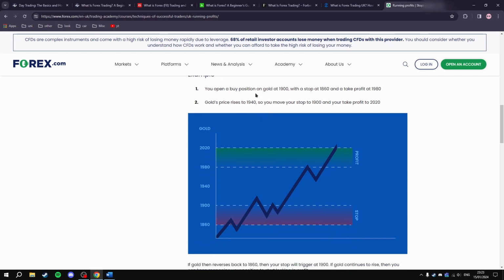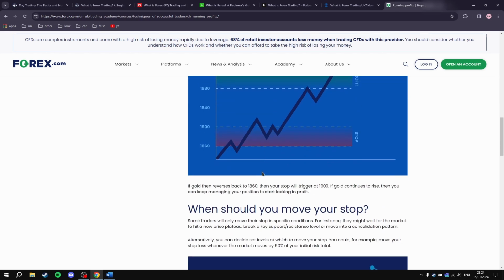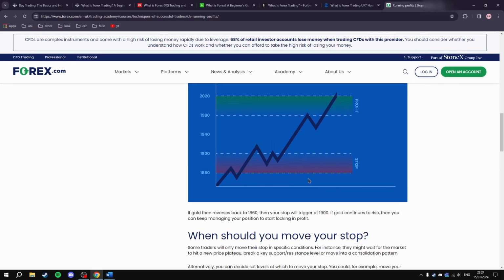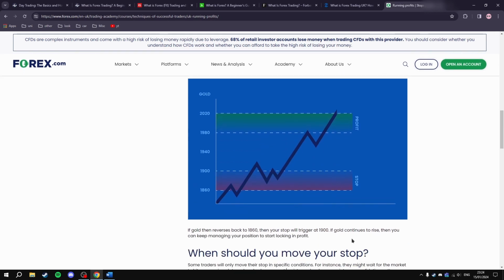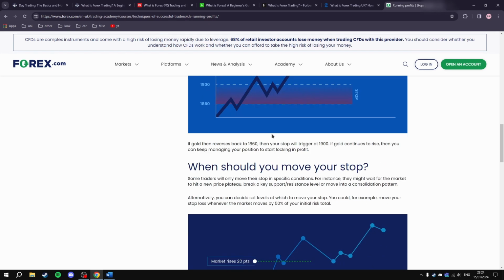Example: you open a buy position on gold at 1,900 with a stop at 1,860 and take profit at 1,980. Gold's price rises to 1,940, so you move your stop to 1,900 and you move take profit to 2,020. If gold then reverses back to 1,860, then your stop will trigger at 1,900. If gold continues to rise, then you can keep managing your position to start locking in profit.